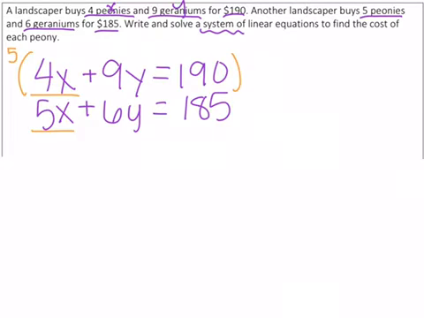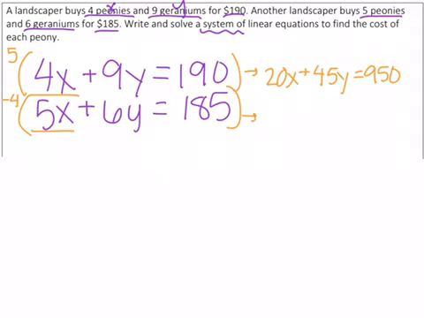So 5 times 4 is a positive 20. I'm going to multiply my entire second equation by a negative 4, so that negative 4 times 5x is a negative 20x, because I want opposite coefficients. All I do is rewrite my equations that are multiplied. So 5 times 4x is 20x. 9 times 5y is 45y. And then 190 times 5 is 950.